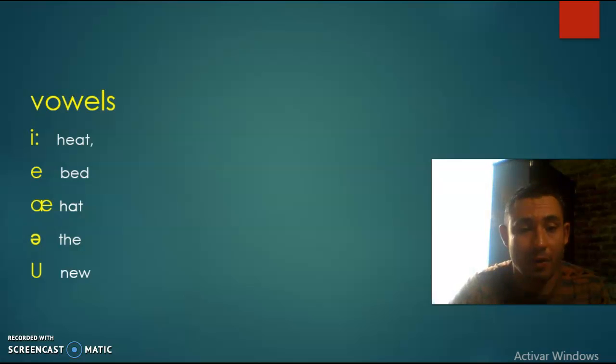Now it's bird. Now we have the sound, and in words hat. Now this symbol is so important. The name is schwa. The schwa is so important and its sound is like the. Now we have the sound in words new. Continue.